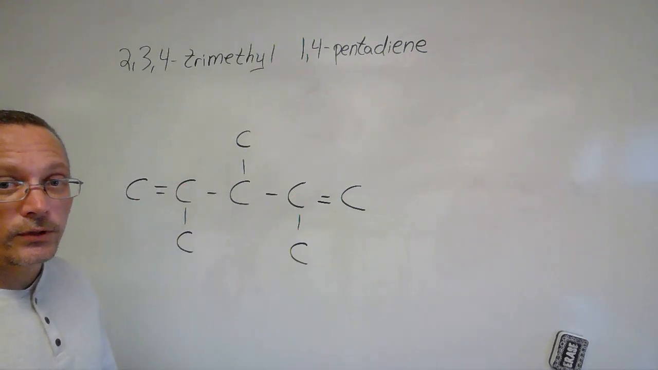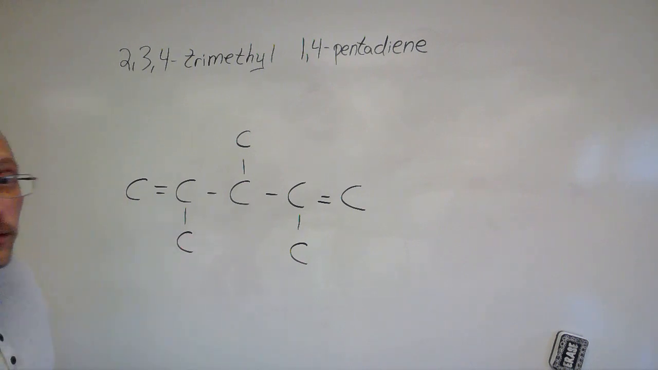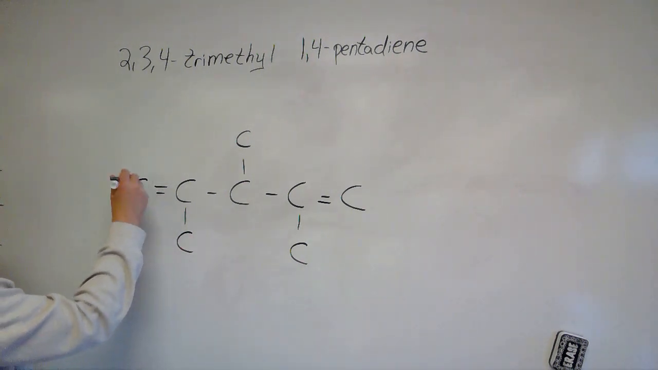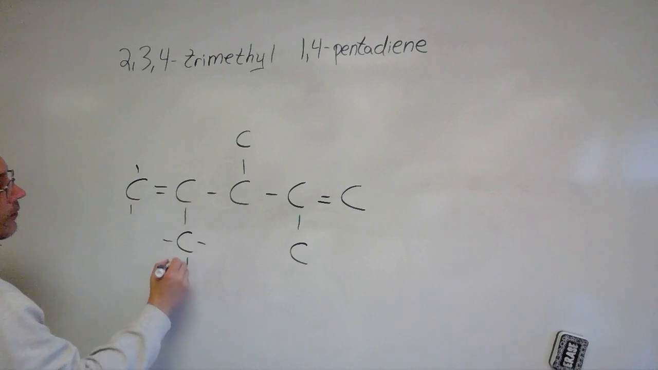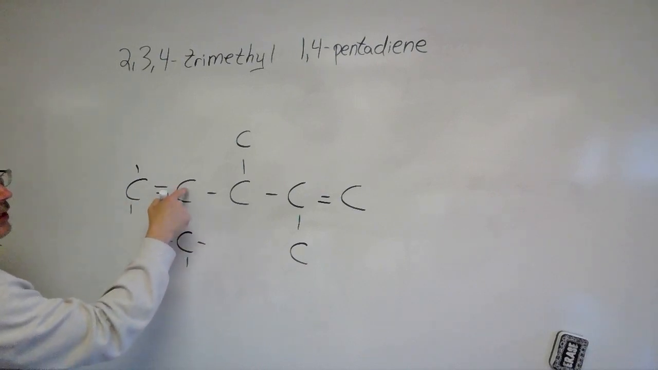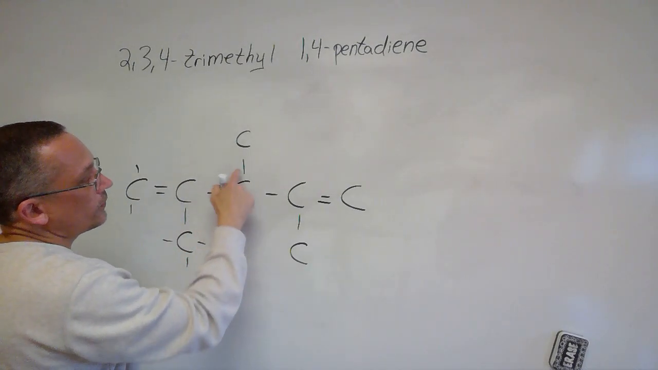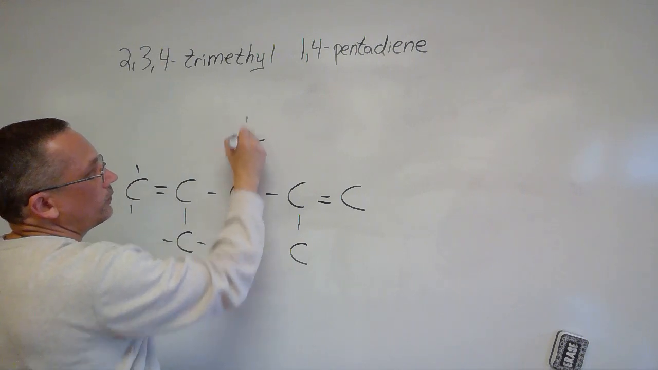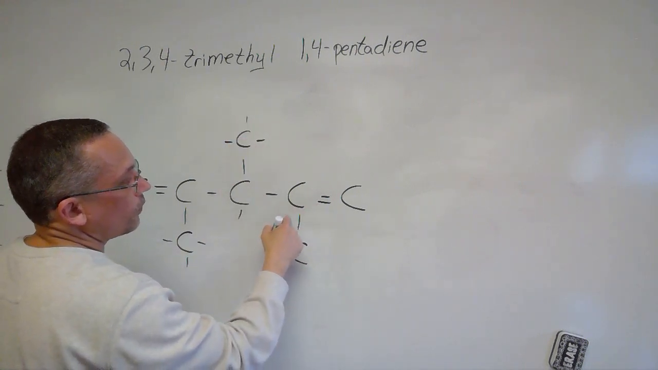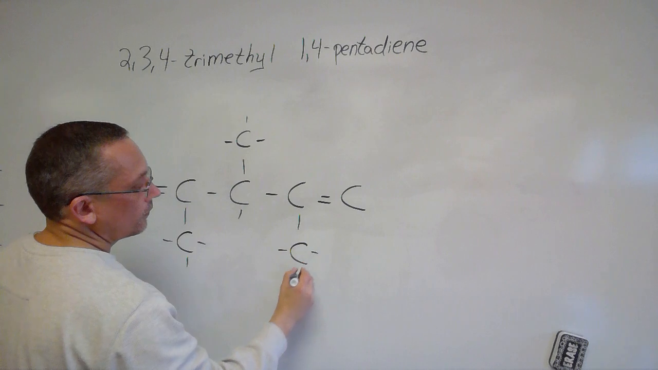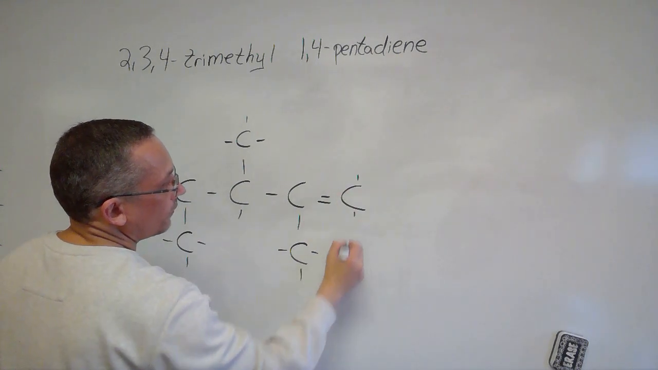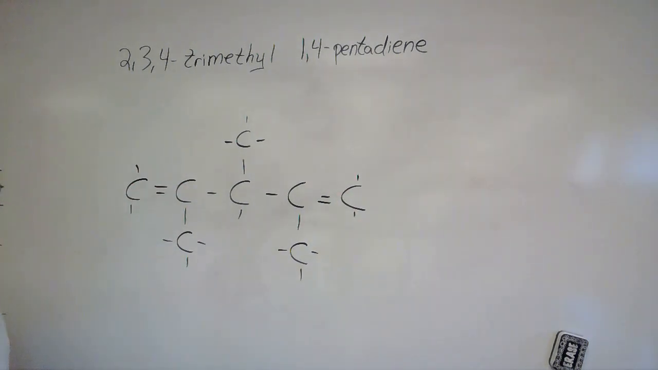And then we'll go through and we'll just put the hydrogens. So here, this is 1, 2, 3, 4. 1, 2, 3, 4. So he doesn't need any hydrogens. 1, 2, 3, 4. So he doesn't need any. And 1, 2, 3, 4. So there's the Lewis structure.